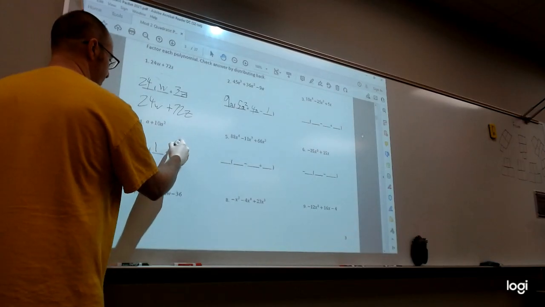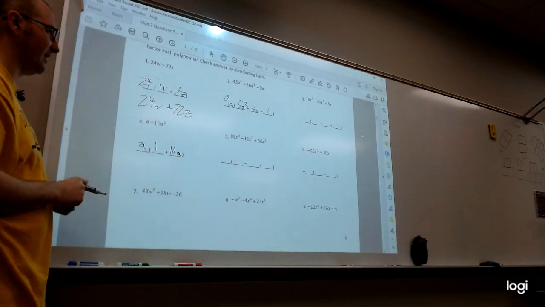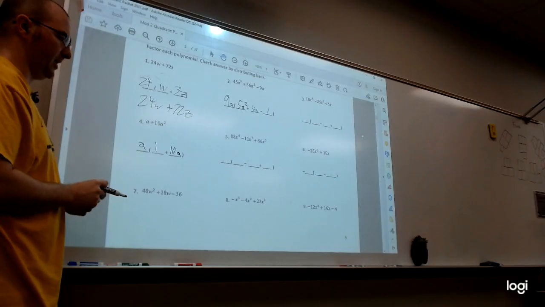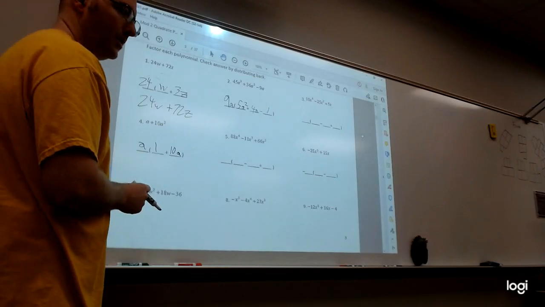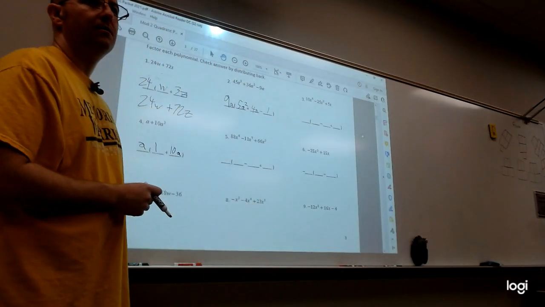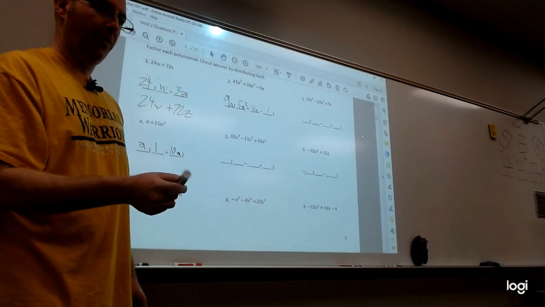Yeah, 1 plus 10A. Okay, and if you were to distribute the A, you would get that again. Take a look at number 6. We give you a hint here. What do you want to factor out of number 6? You want to factor out a negative 5. Okay, why do we want to do that?